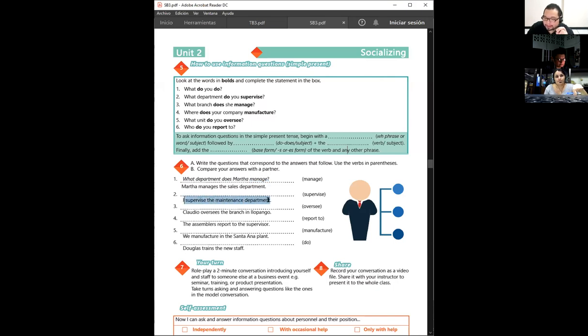Now, I supervise the maintenance department. ¿Qué sería acá? Vamos a utilizar supervise como verbo. Entonces, si tengo I, ¿qué auxiliar vamos a utilizar? Do. Very good. ¿Cuál sería la WH word? Si nos fijamos en la pregunta anterior como modelo, ¿qué WH word utilizaríamos? What. Very good. Después, ¿qué seguiría? What department. Auxiliar. Do. Ajá, el sujeto.